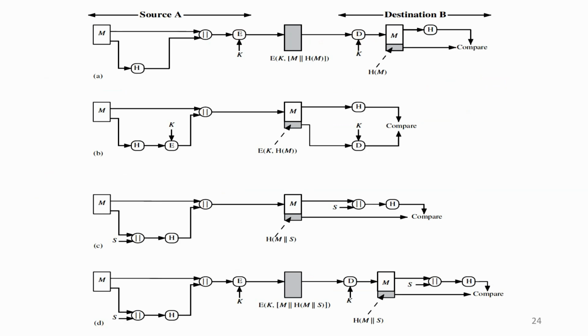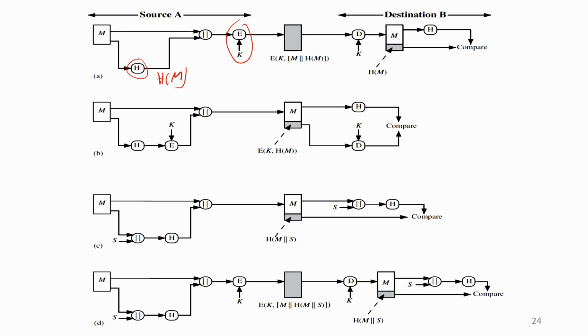This figure here shows different ways that we can actually use a hash function. In part A, we pass the message to the hash function. Out comes the hash of M, and you concatenate that with the message, and you encrypt both. This would be one way to generate a message authentication code. So here you have an encrypted hash and an encrypted message. Both of them are concatenated together to generate the ciphertext. This is transmitted from sender to receiver.